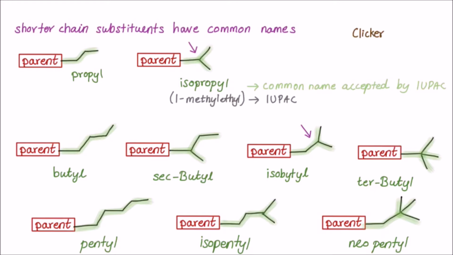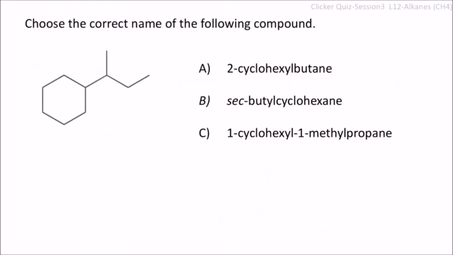Okay, now have your clicker remotes ready. We're going to have a quiz on this second step of naming alkanes, right? Okay, now the quiz is: choose the correct name of the following compound. You have a cycle, you have a chain. Choose the correct name. Okay, your timer starts now.